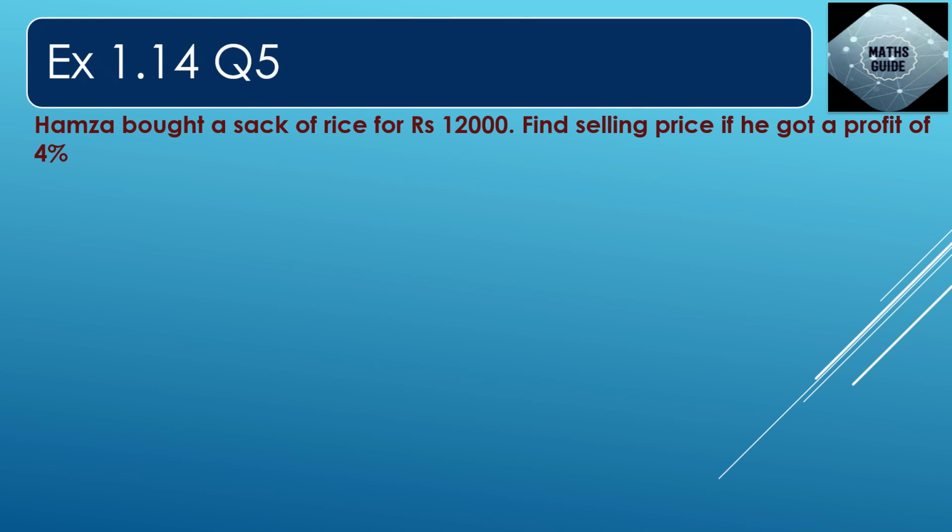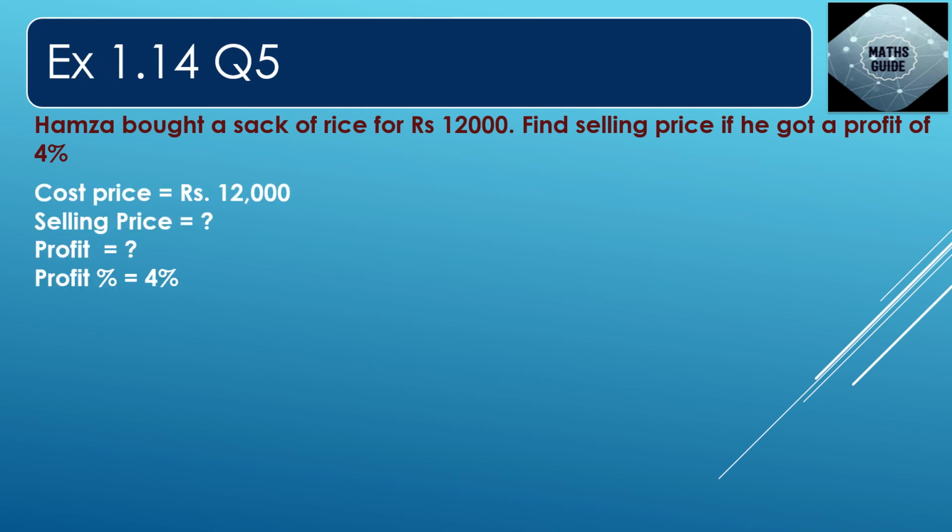So here the data which we have been given is the cost price 12,000, selling price is not known, profit is again not known, but we have been given a hint, that is profit percentage. The percentage which has been given is a hint because from this hint we can conclude the amount of profit. When we have an amount of profit, it would be easy for us to find the selling price. So the formula for profit percentage is profit divided by cost price into 100%. Let's put the given data in this formula.